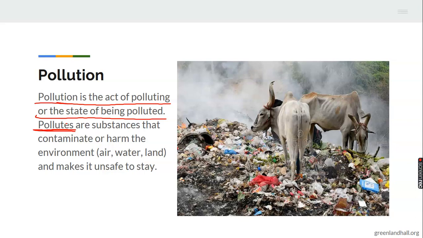What are pollutes? Pollutes are substances that contaminate or harm the environment. Contaminate means it makes it unsafe. It is no longer something that is good, that is hygienic. It is now contaminated. It contaminates or harms the environment. And which environment are we talking about? We mean the air we breathe in, the water we drink, and then the land on which we live. It makes our environment unsafe to stay.